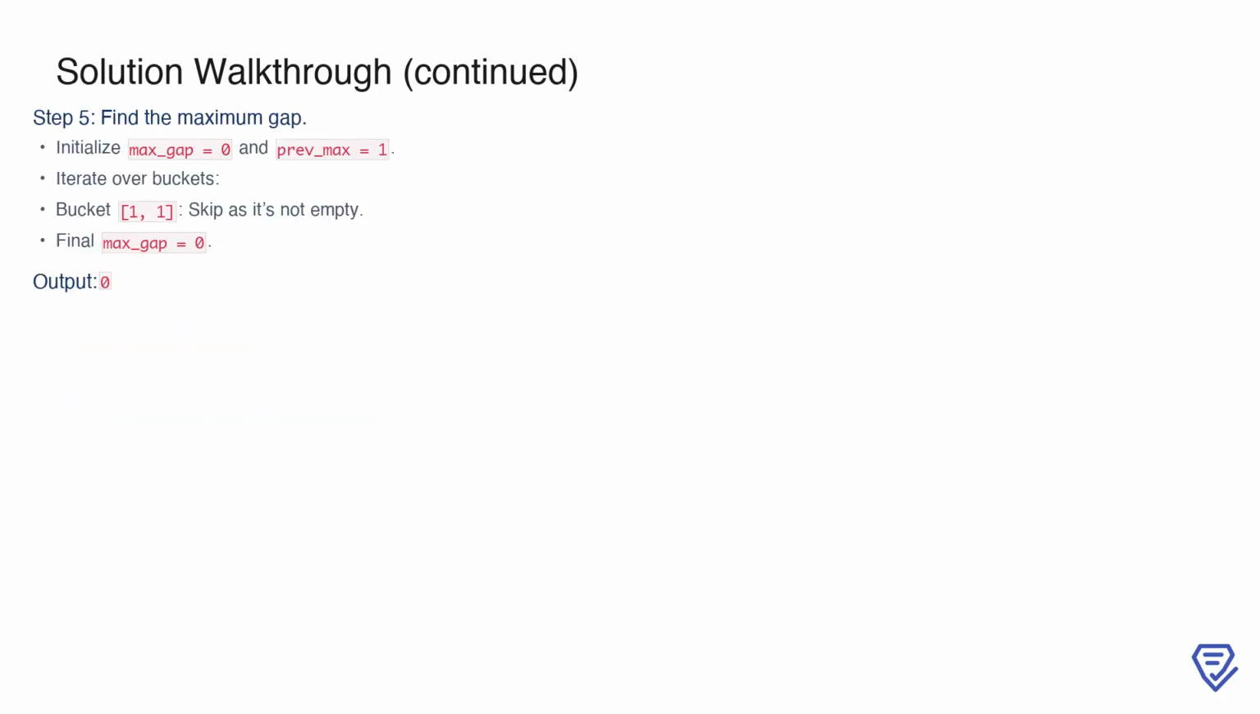Finally, we calculate the maximum gap for nums = [1, 1, 1, 1]. We initialize max_gap as 0 and prev_max as 1. As we iterate through the buckets, the single bucket, [1, 1], is not empty, but there's no gap between its minimum value and prev_max. Since all numbers are identical, no gap exists between any two values, and the maximum gap remains 0. Thus, the final output is 0.